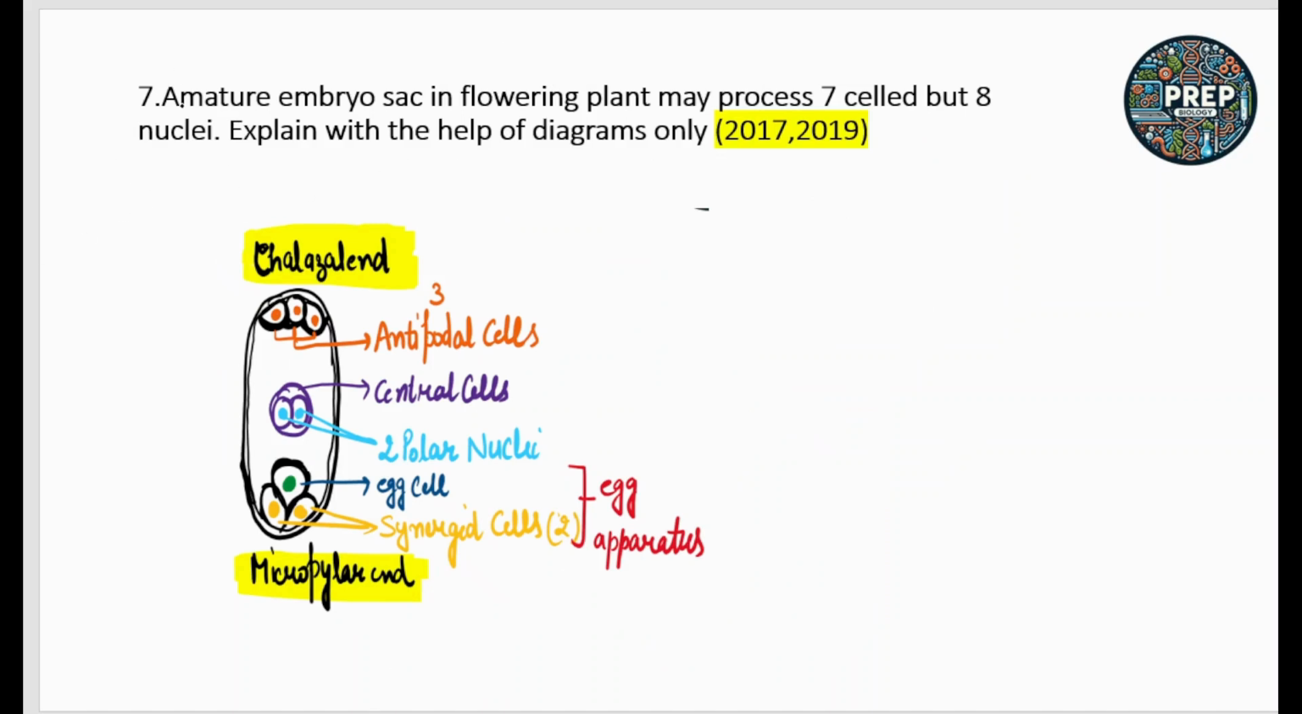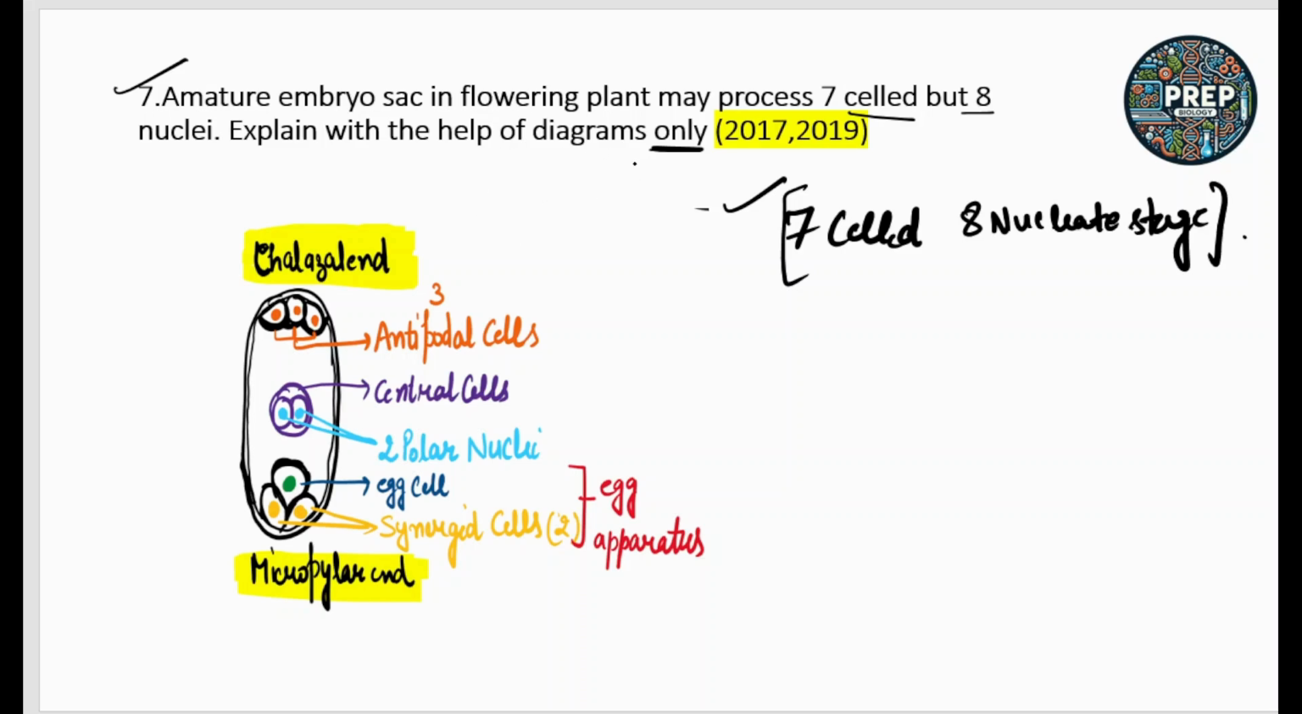Next is a mature embryo sac in a flowering plant having the 7-celled 8-nucleate stage. Explain with the help of the diagram only. So we know that that is the 7-celled 8-nucleate stage.